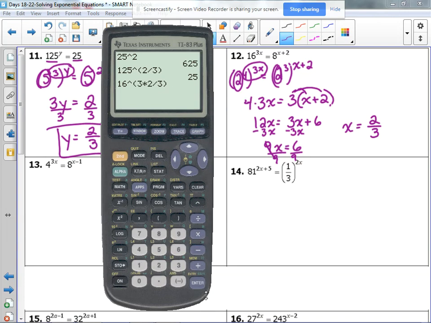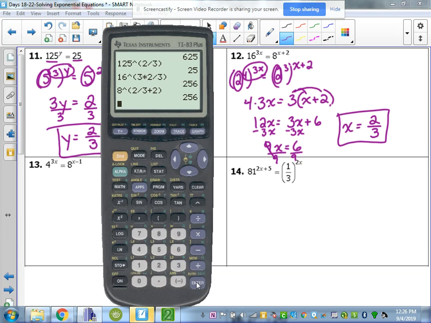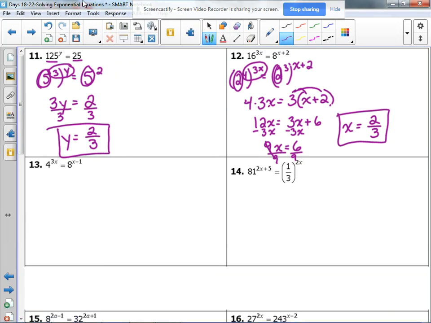Because if you have multiple choice answer choices and you forget how to solve these, it's an equation. Plug in the answer choices. See which one makes the left side equal the right side. So this time we had to plug it into both sides because we had variables on both sides. We get 256 for both sides, so 2/3 is our answer.